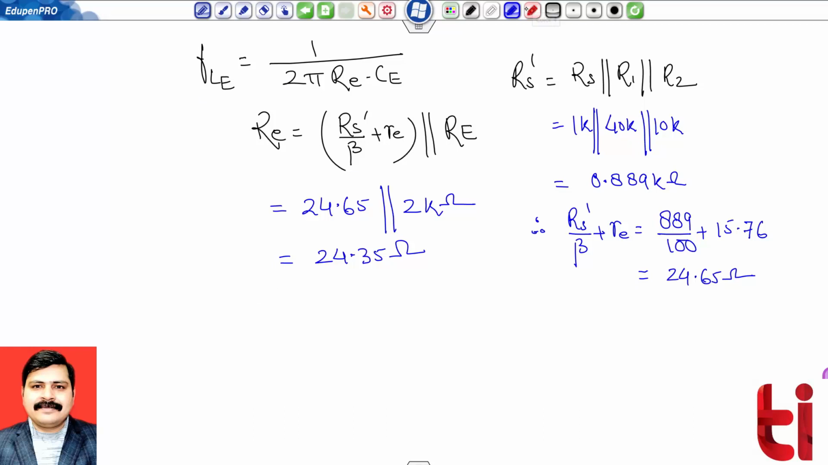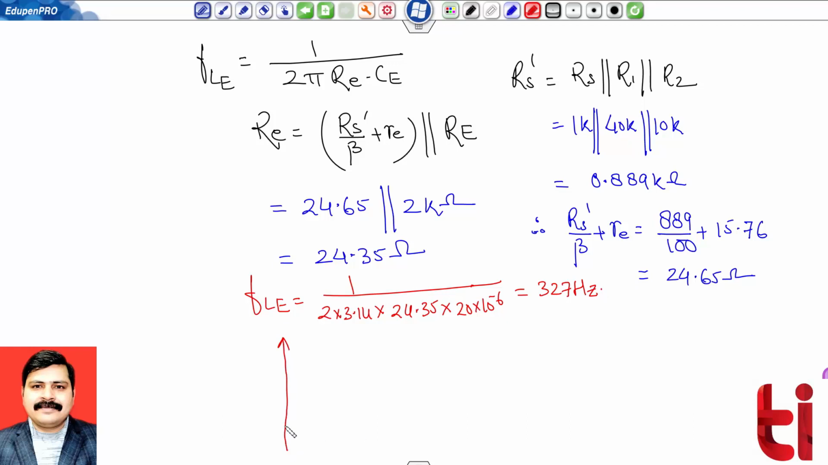Therefore, my FLE, I can write the value of FLE by putting 1 upon 2 into 3.14 multiplied by 24.35 multiplied by 20 microfarad, 20 into 10 to the power minus 6, and this quantity becomes 327 hertz.